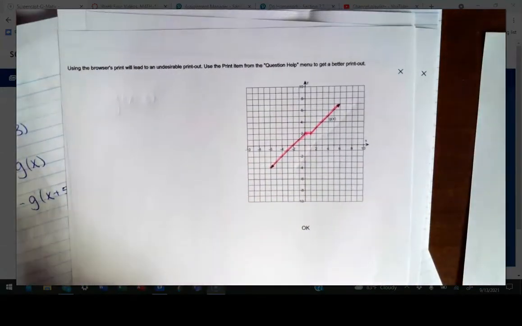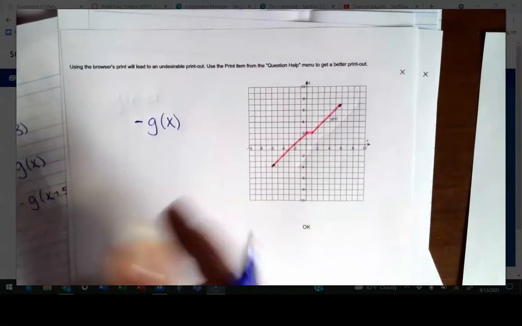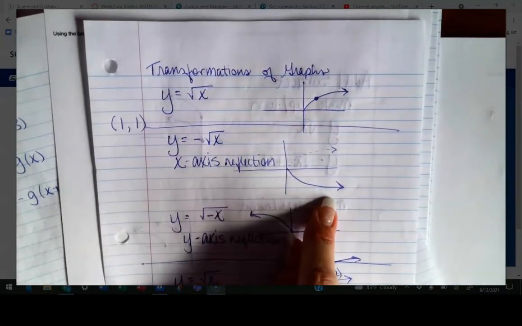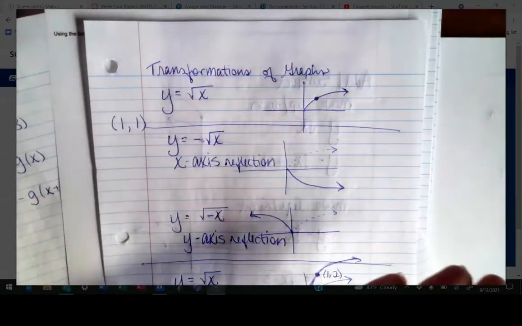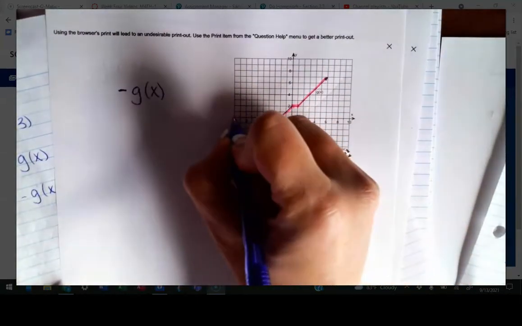So what does this one mean? This says negative g of x. Now I've got a negative in front. So what does a negative in front tell you to do? A negative in front tells you to do an x-axis reflection. So I'm going to do a mirror image as if it's in water. This right here is the surface of the water.